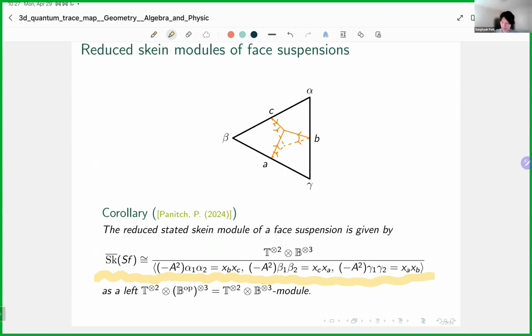So remember that T's are the triangle algebras, these are the biangle algebras, and it's a bimodule, as I pointed out earlier, and its relations are generated by these three explicit relations.